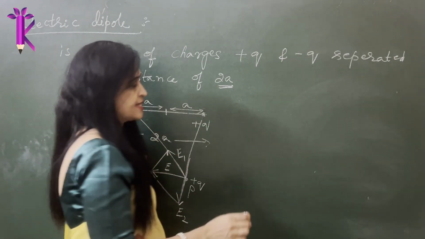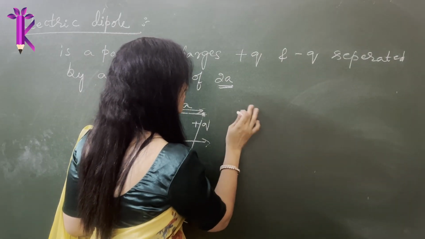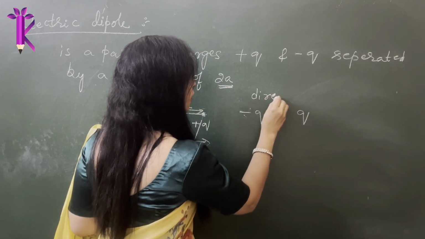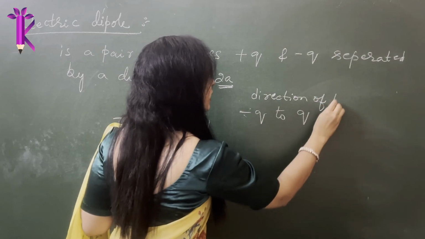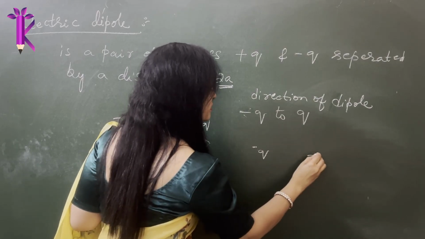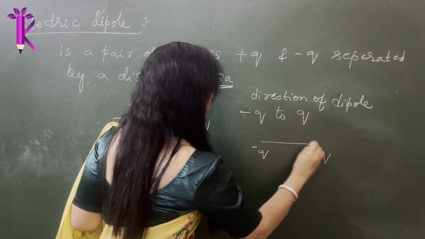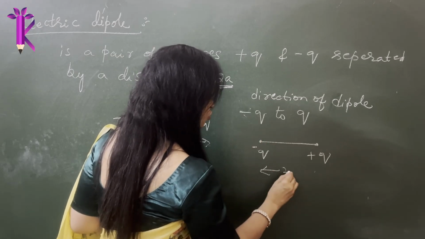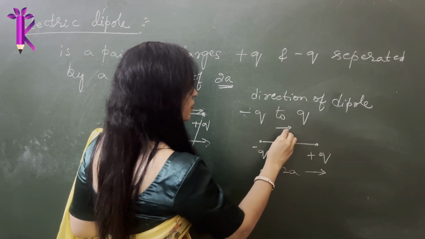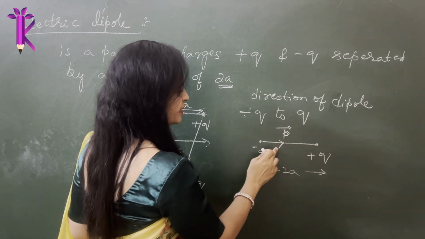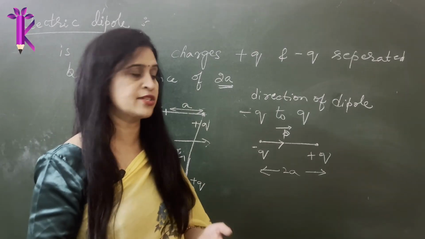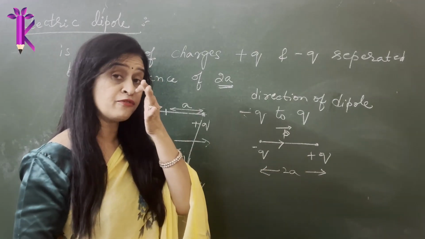And what is the direction of a dipole? Does a dipole have a direction? Yes, certainly. By convention, the direction of the dipole is always from minus Q to plus Q. I will show you pictorially. If this is minus Q and this is plus Q, separated by a certain distance 2A, what is the direction of the dipole? The dipole, represented by the small letter p, is a vector, and its direction is always from minus Q to plus Q. This is just a matter of convention that we have assumed.